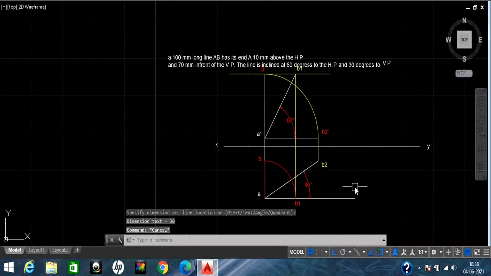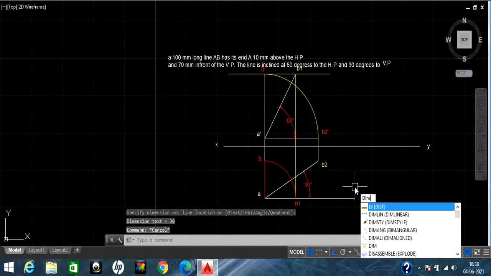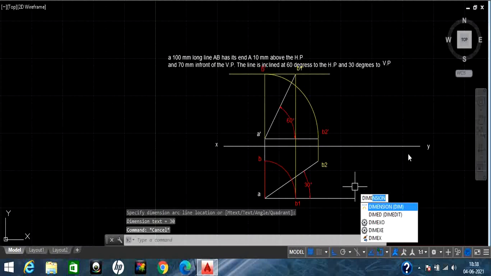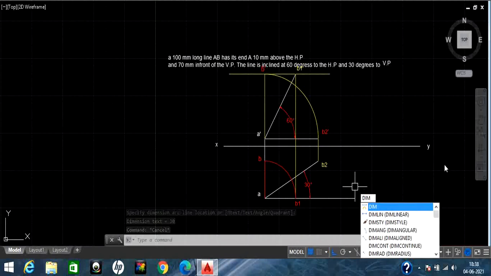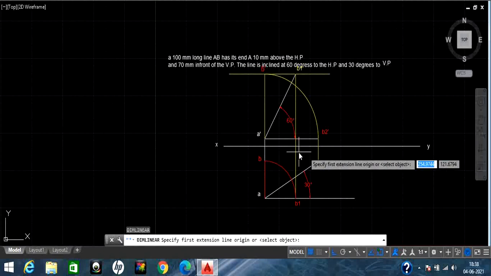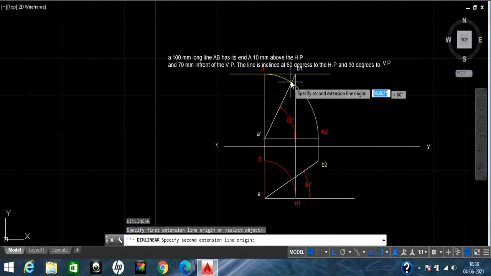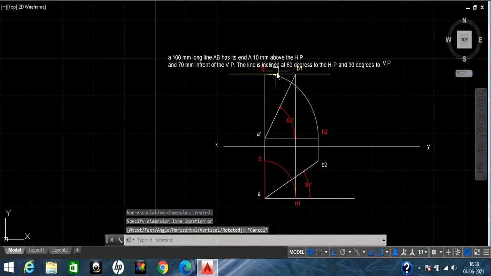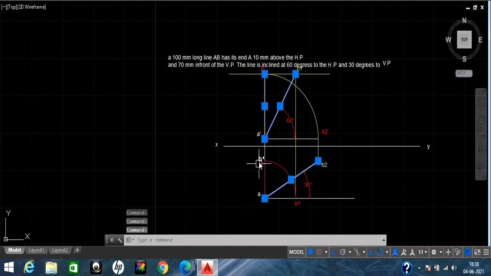Clear? This is a very important question. Dimension aligned. So this is the true length. This one and this one are the true length, and this is the front view of this line. This is the top view of this line. Clear?